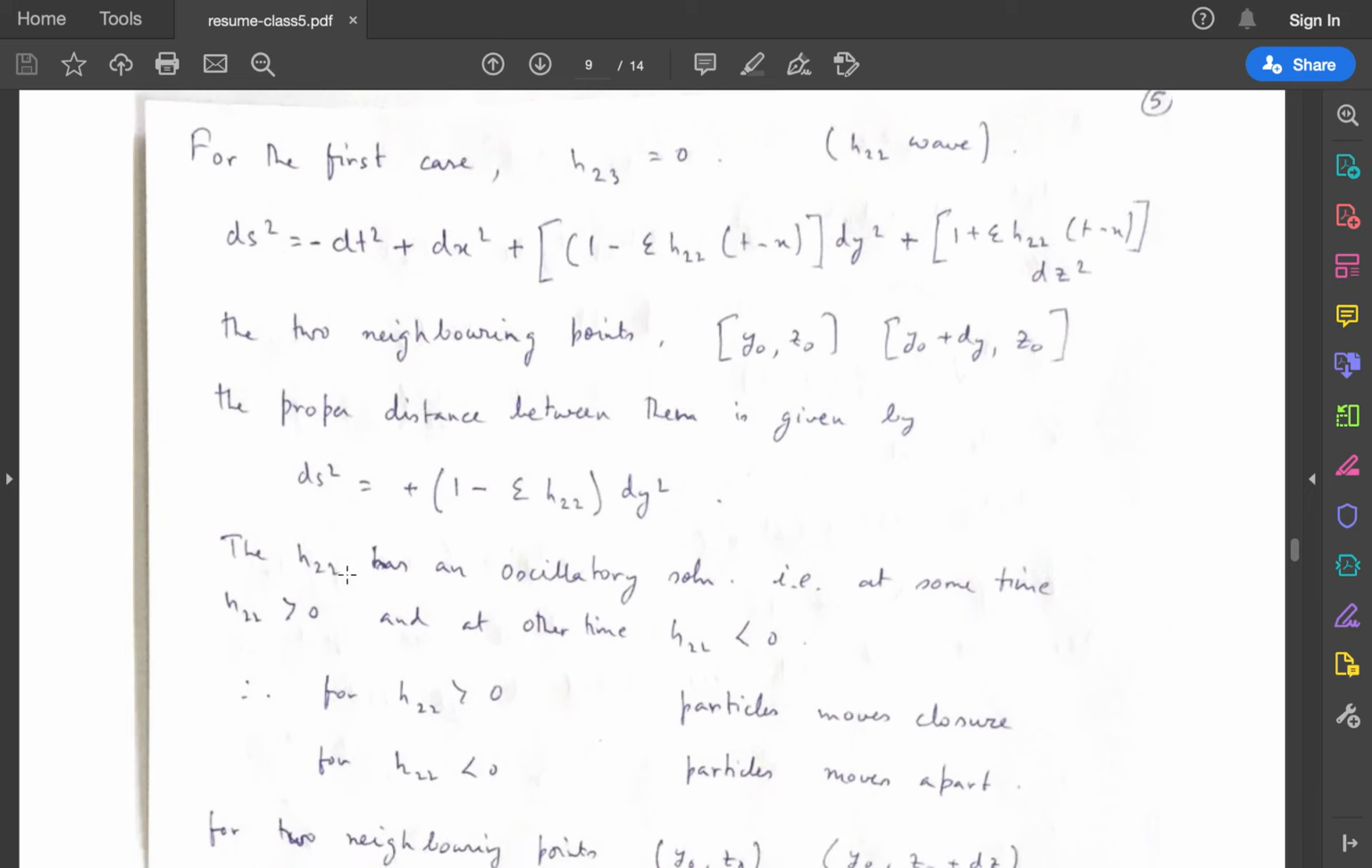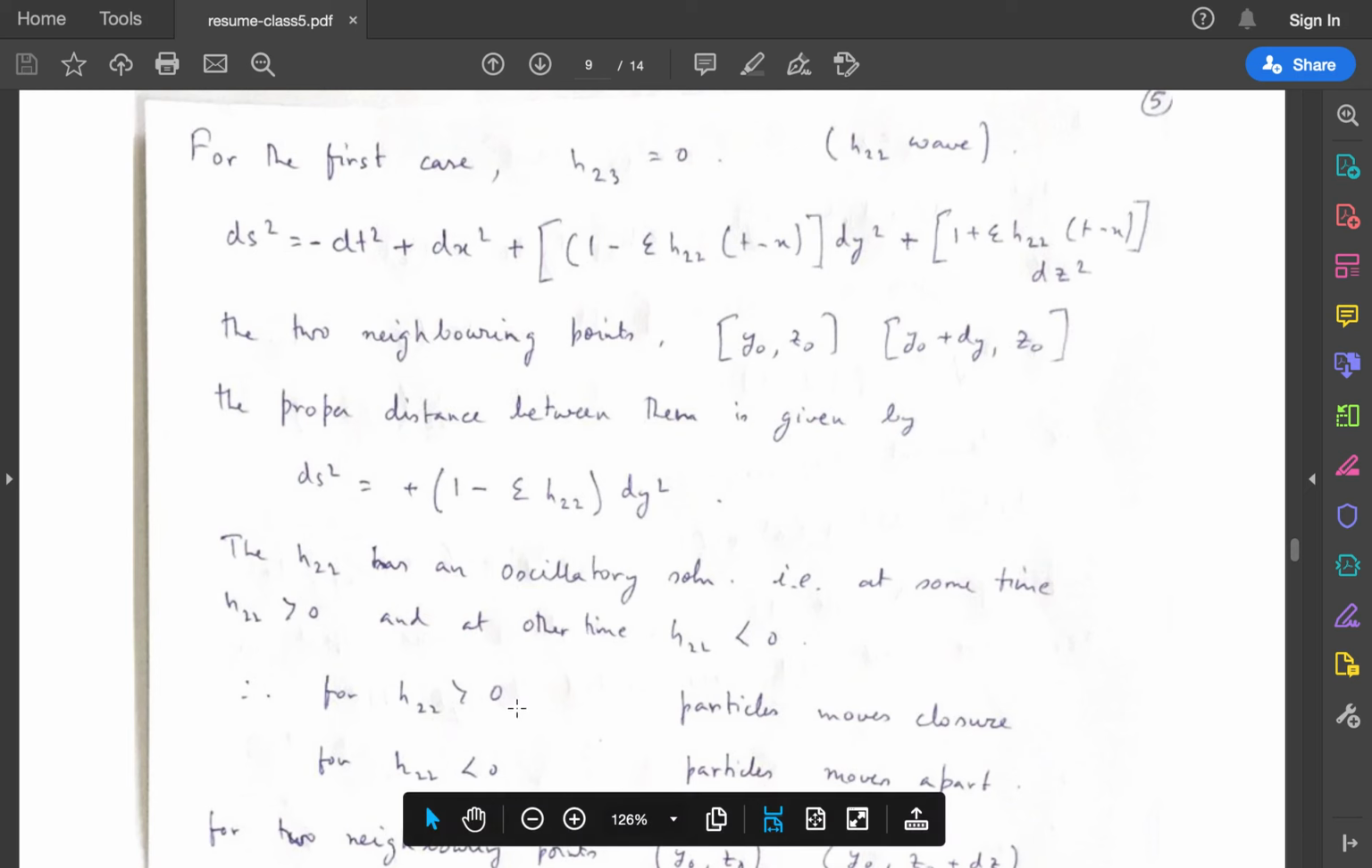You remember that h22 has an oscillating solution, because we have assumed a plane wave solution, so this is an oscillatory solution. So what this tells us is that at some time h22 is greater than 0, at some time it is equal to 0, and at some time h22 is less than 0. For h22 greater than 0, this becomes small, so particles move close to each other, and if h22 is less than 0, this is negative, so this is positive, so particles move apart.